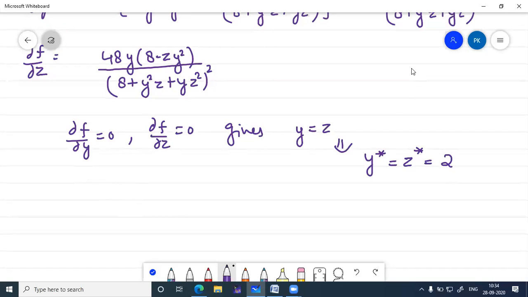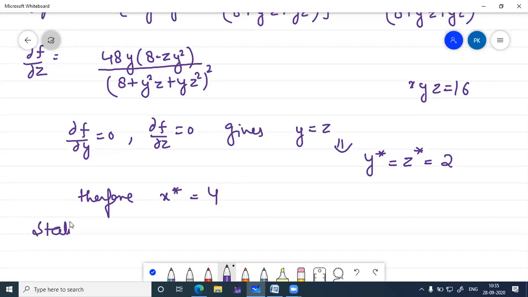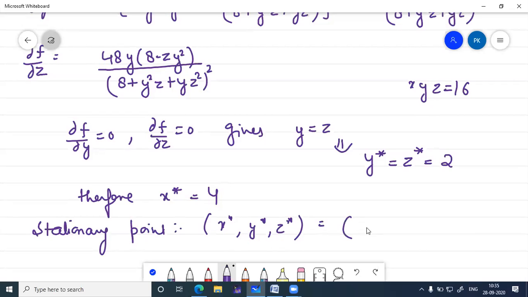And when we get 2, from substituting these two values, the value of x star will come, because x y z we have given as 16 and these two are 2. So the value of x star will be 4. So stationary point, that means x star, y star, z star, is equal to 4, 2, 2.